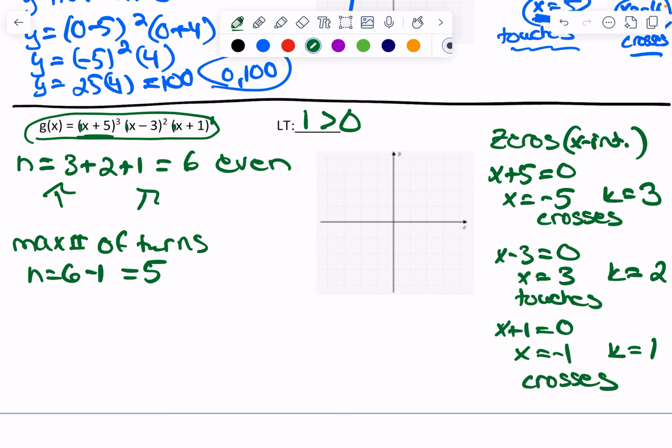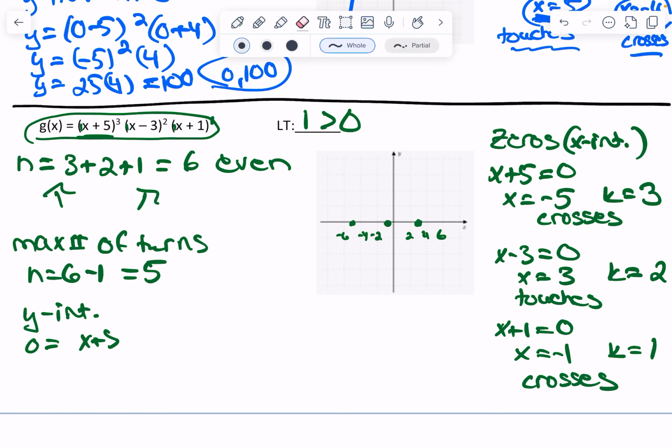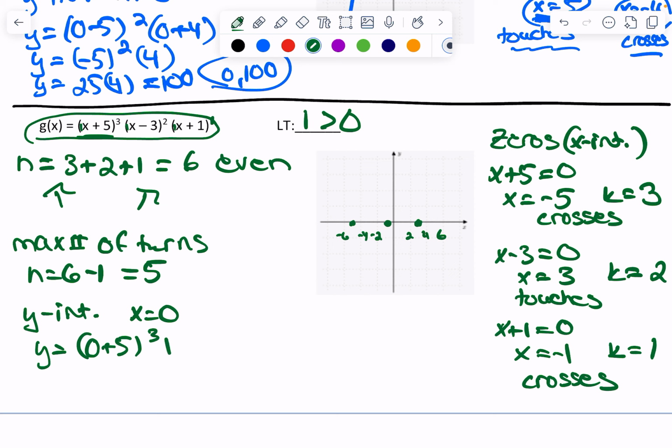So we have -1, 3, and -5. So I'm still doing these by 4, like this. Okay, let's see if we can get anything with our y-intercept to help us kind of know where we are. So 0 equals x plus, no, that's not the way we do it. x equals 0 when it's the y-intercept, so y equals 0 plus 5 cubed times 0 minus 3 squared times 0 plus 1.